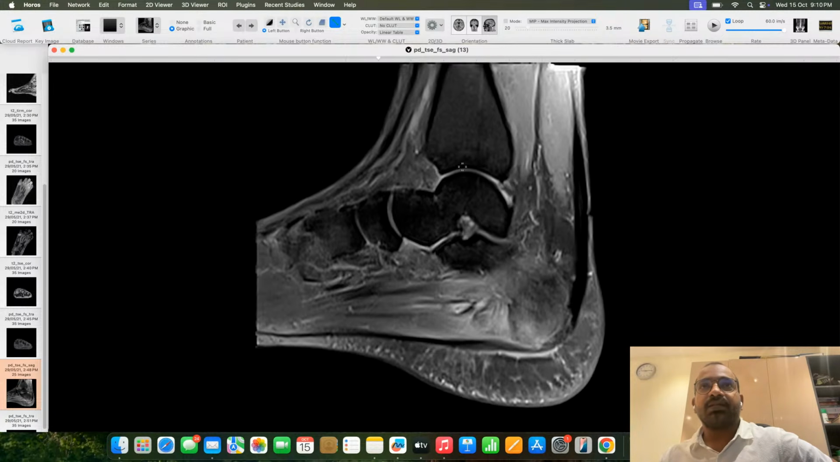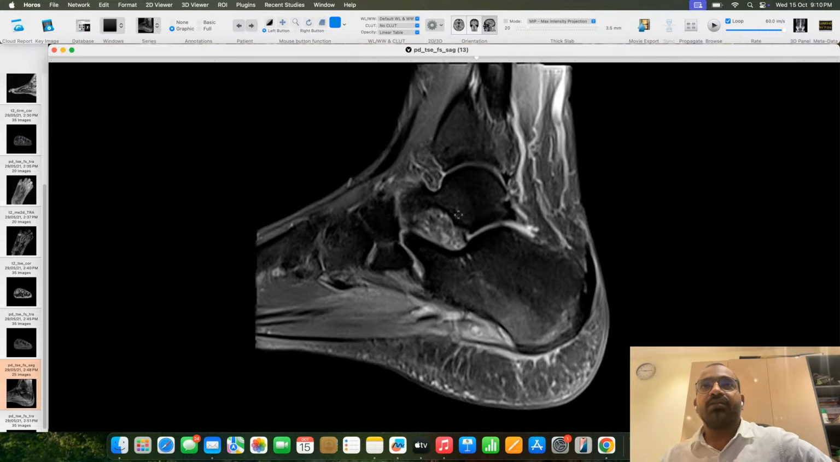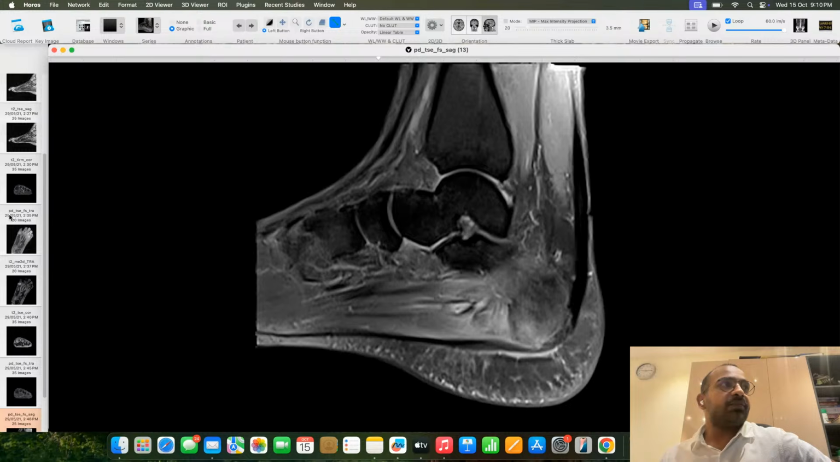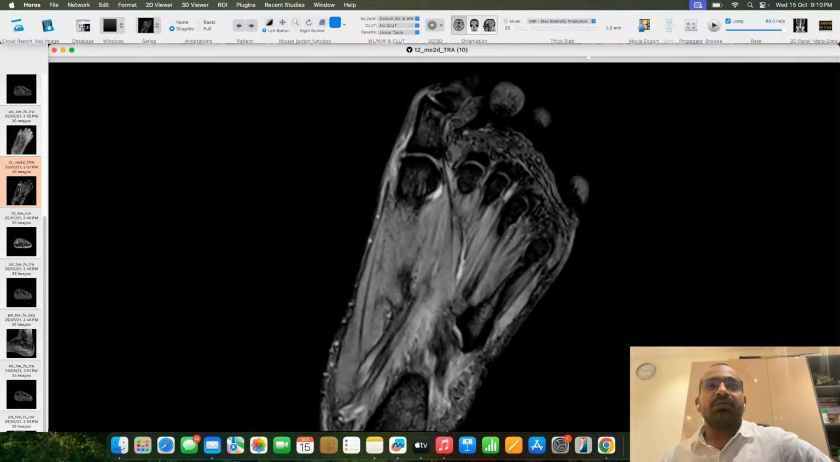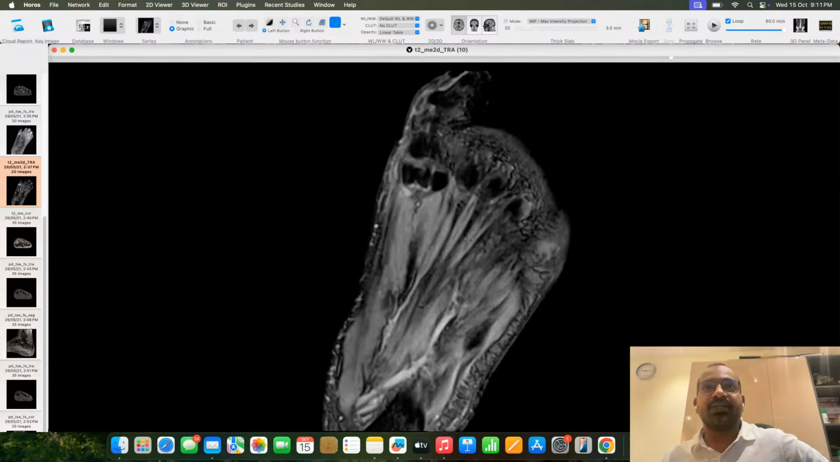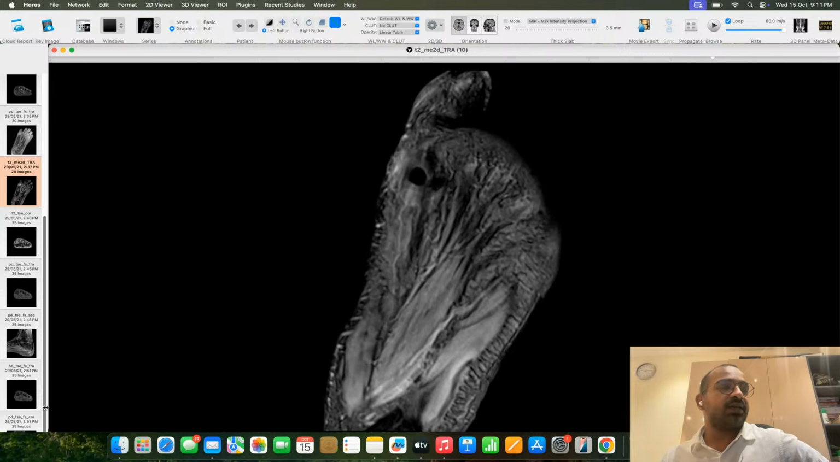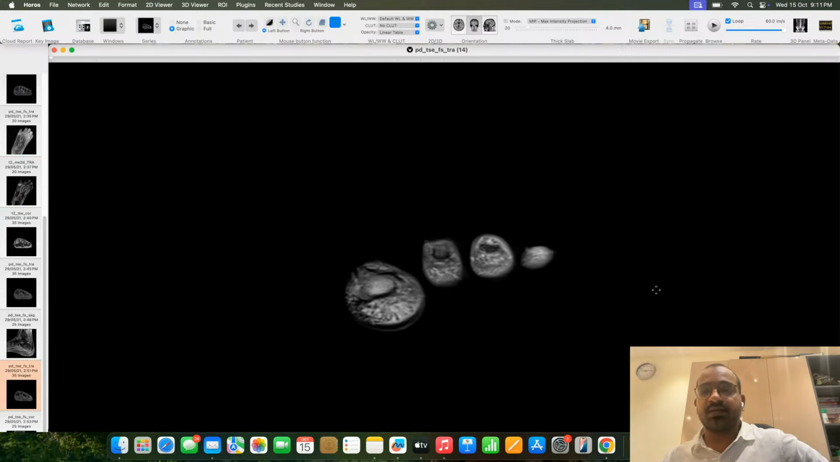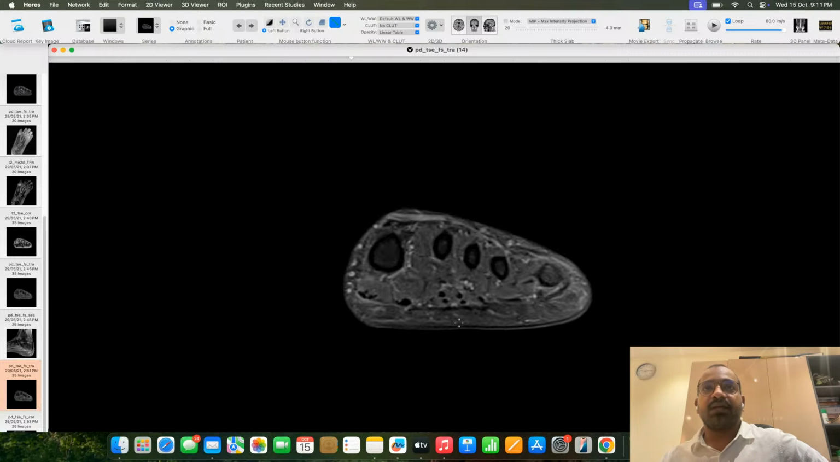We see other structures here. For completion, this is a tibiotalar joint, and this is a subtalar joint. So no significant fluid. This is a minimal fluid which is physiological. So that is the other thing. So what are the parts of this plantar fascia, if you remember? There are three bands of plantar fascia. So if you see in this coronal image again, we have three bands.